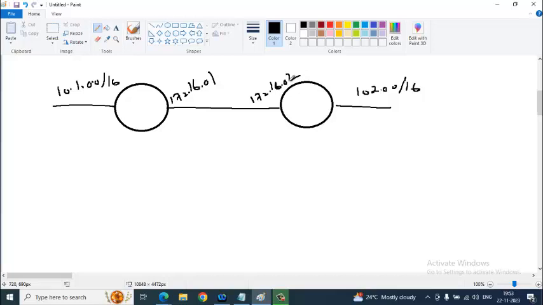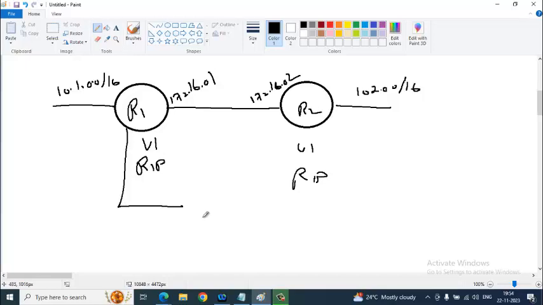Now, router 1 and router 2, if you are running version 1 of RIP, what they do is periodically advertise the 10 network. Every 30 seconds, it will advertise this 10 network. It will not advertise 172. Why? 172 is already connected here, R2 already knows it, so no need to advertise. Only those networks that are behind R1 will be advertised. So it advertises the 10 network.